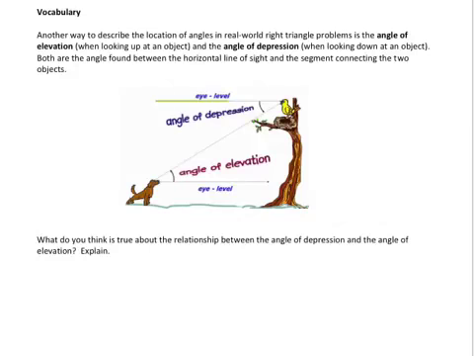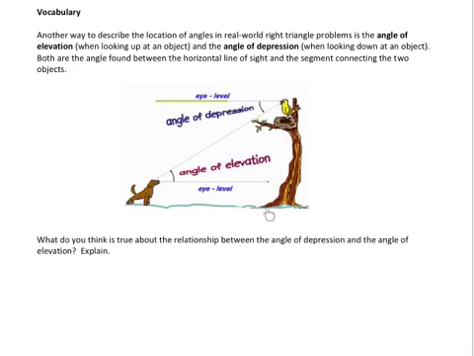In this lesson, we're going to talk about a different way to describe angles, and the terminology we use is common out there with surveyors and other people that are measuring angles from different objects. So the terminology we're going to use is angle of elevation when looking up at an object and angle of depression when looking down at an object.